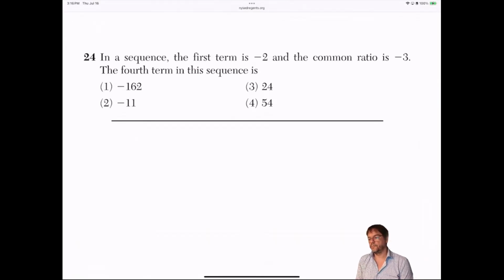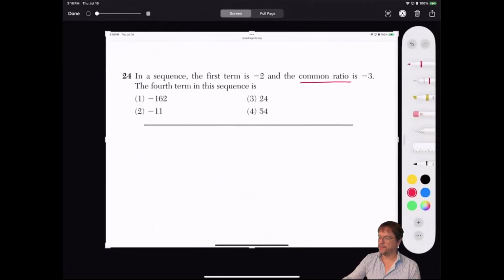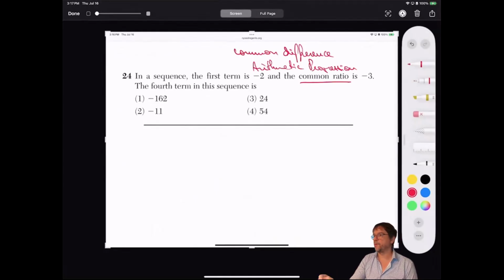We did this already, but probably you don't remember. It is option 2. Let's see. Look, it says common ratio. When it says common difference, it is an arithmetic progression. When it says common ratio, it is a geometric progression.